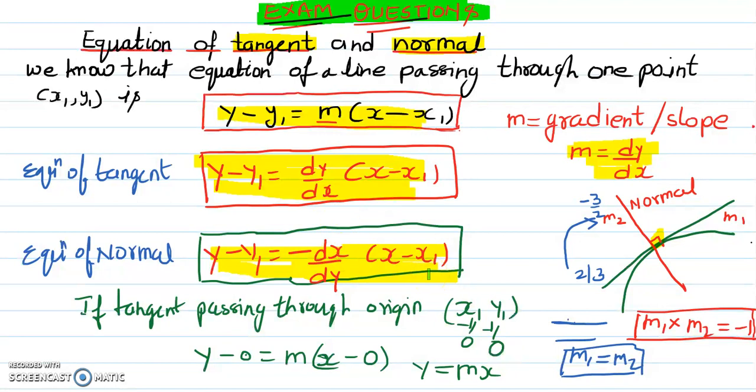I have also given stress on one point: never ever touch x and y, always put the point at x1 and y1. Never ever touch x and y, because they are axes. We always replace x1 and y1. These are the points. So let's quickly see the question.